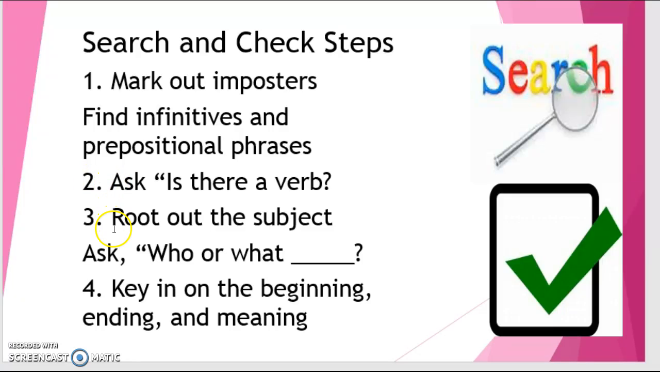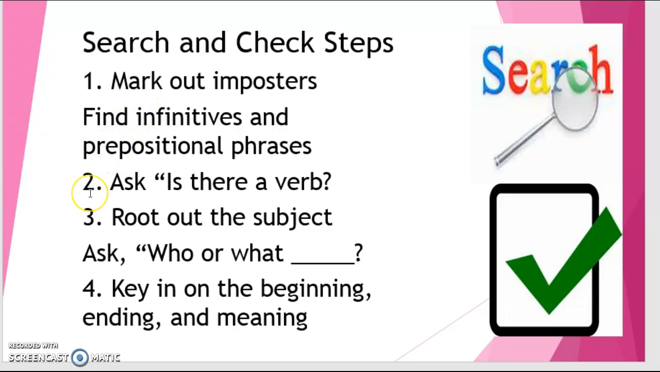And then here is our search and check steps that we've been discussing. And like I said, we did ARC before. We did the 2nd, 3rd, and 4th steps. Today we're adding the 1st step, which makes it MARK then. So the first step is going to be to mark out imposters. We want to find those infinitives or prepositional phrases. Infinitives go with the verb and prepositional phrases go with the noun. So sometimes they will look a little different. Usually they're going to be an infinitive though.